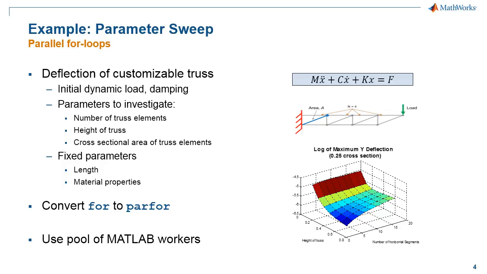What we have here is a cantilevered truss. We can modify the number of truss elements, the height of the truss, or the cross-sectional area of the truss elements. And what we want to do is investigate what the maximum deflection would be under a given load. We're going to go through the different combinations of values using a for loop, and then we're going to parallelize it using a parfor construct. Let's go to MATLAB to see how this works.